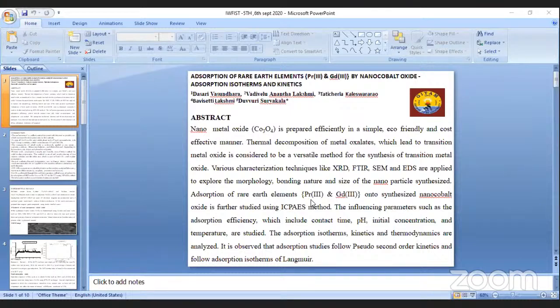The adsorption of rare earth elements, especially praseodymium and gadolinium, onto synthesized nano cobalt oxide is further studied using the ICP-AES method. The influencing parameters such as contact time, pH, initial concentration, and temperature are studied. The adsorption isotherms, kinetics, and thermodynamic parameters are analyzed. It is observed that adsorption studies follow pseudo second order kinetics and follow the Langmuir adsorption isotherm.